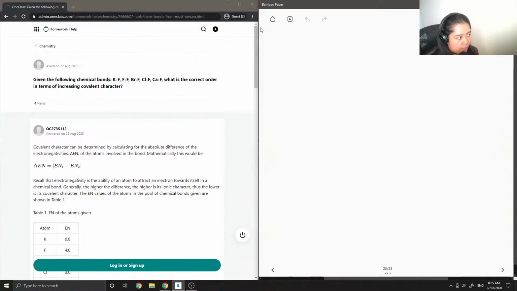Okay, so question 3. Given the following chemical bonds, potassium fluoride, fluorine fluorine, bromine fluorine, chlorine fluorine, and calcium fluorine, what is the correct order in terms of increasing covalent character? Okay, so typically we want to look at the difference in electronegativity.